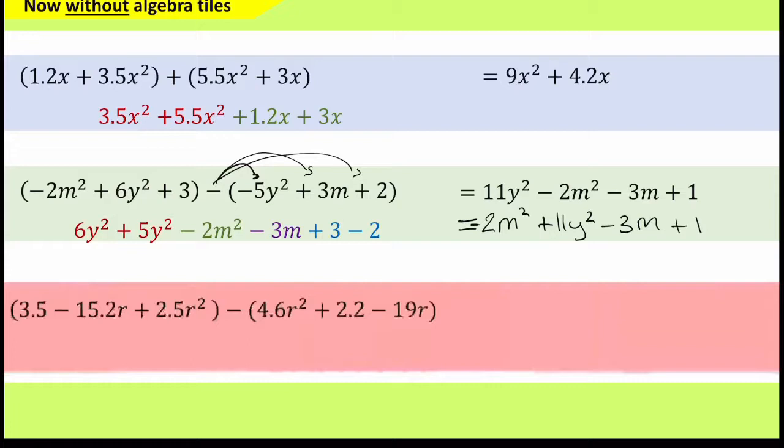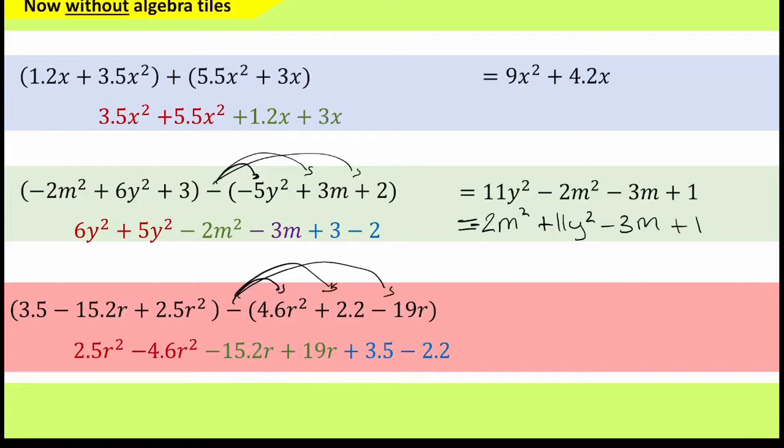Now we have 3.5 minus 15.2r plus 2.5r squared minus 4.6r squared plus 2.2 minus 19r. We're going to combine our like terms. So I put all my r squareds together, put all my r's together, and I put all my 1's together. And I did that through distributing my negative. All the signs are switched, as you can see.